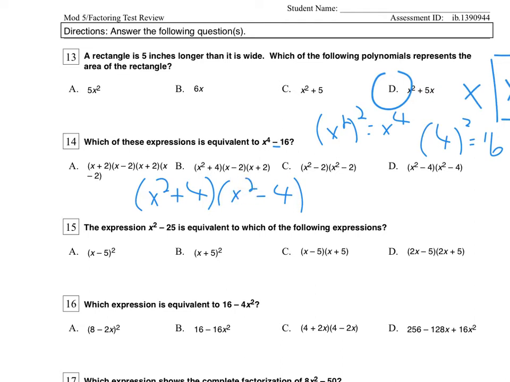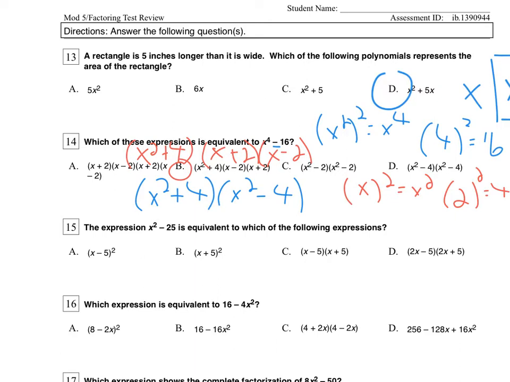So on this one, we can still do a difference of squares. So what squares to give us x squared? And what squares to give us 4? 2. Which then means I still have my x squared plus 4, but now I have an x and 2, x and 2, make one positive, one negative, and so that gives us B as our solution there. So it's just one where you're going to completely factor that out. x squared plus 4, x minus 2, x plus 2.